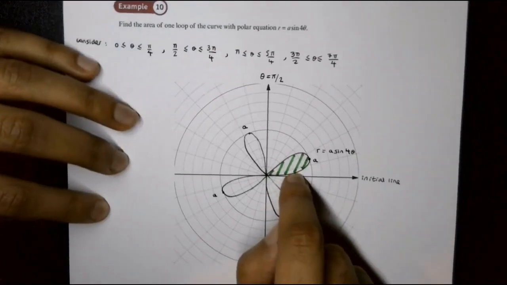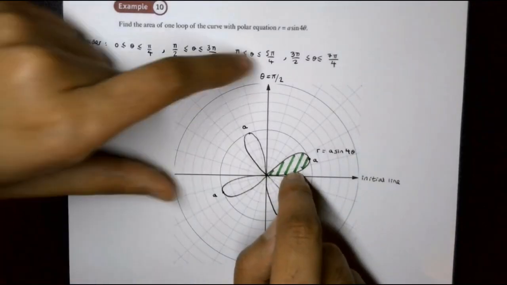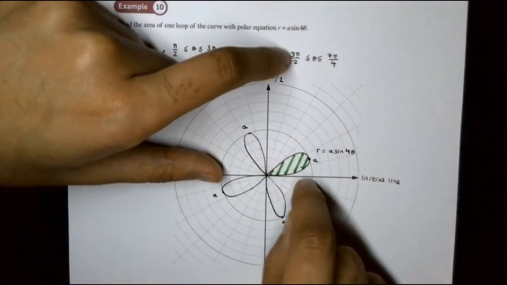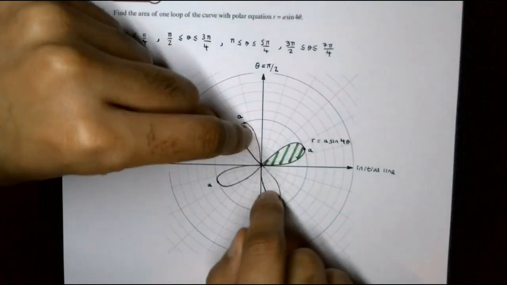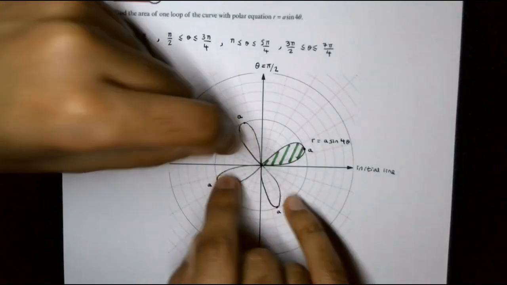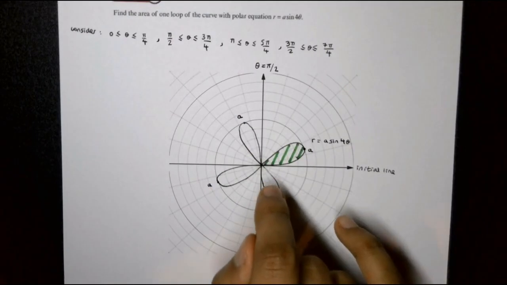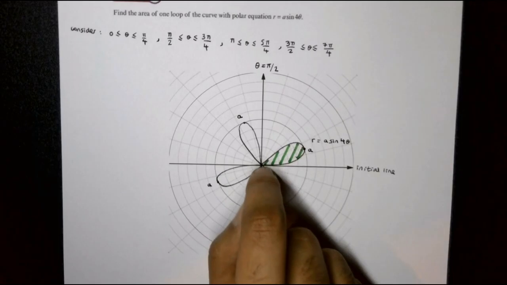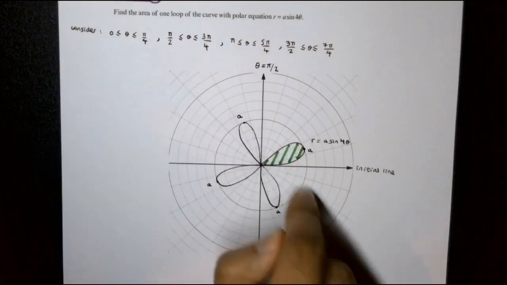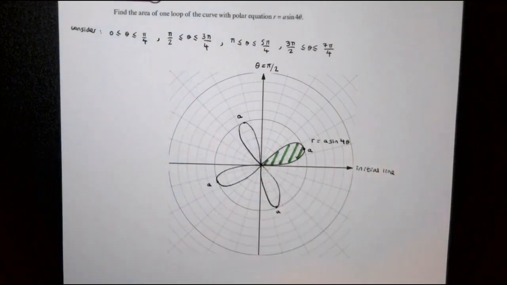We only want one of these loops. Now, I could, in theory, integrate from 0 to 2 pi of this equation, and that will get me the area of all 4 loops, and then divide the final answer by 4. But if you think about it, our limits will just be from 0 to pi over 4, and that will be the area of one loop.